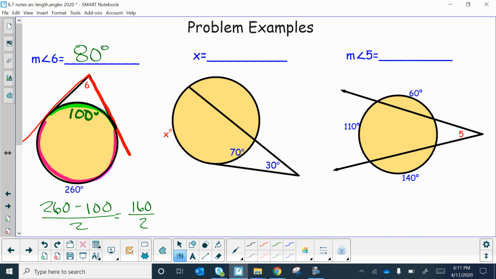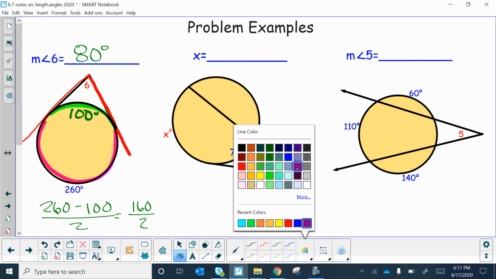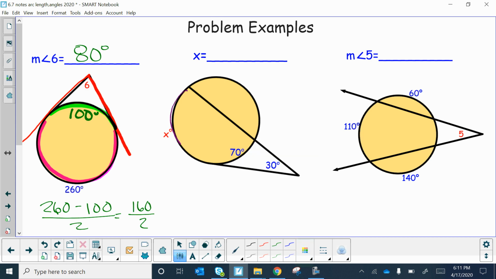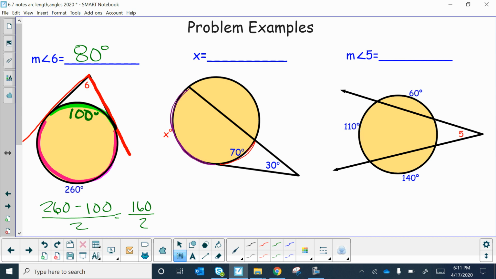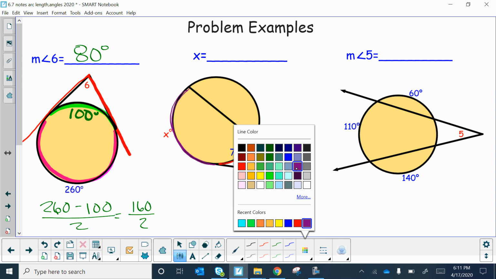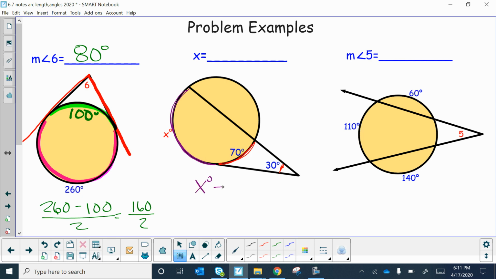Let's try it on this next one over here. We have this big arc right here, which is X amount of degrees. And then we have this small arc right here, which is 70 degrees. And that is related to this angle out here in the exterior. So let's write it out using the formulas. So we're going to have big arc, which is X amount of degrees, minus the small arc, divided by 2, equals 30 degrees.